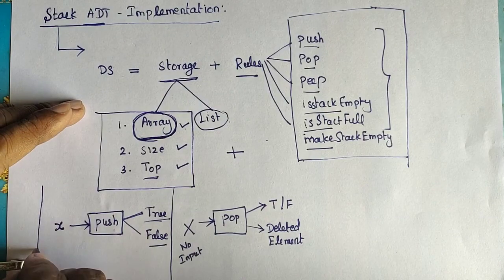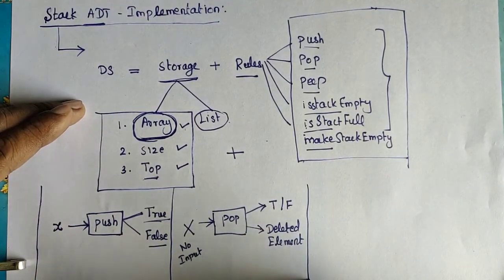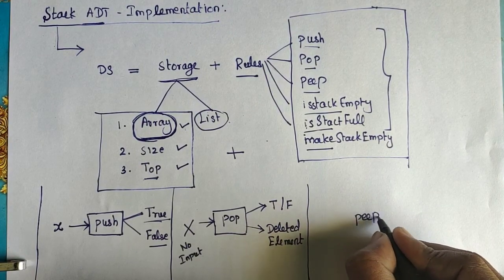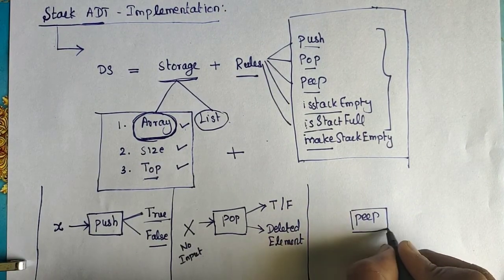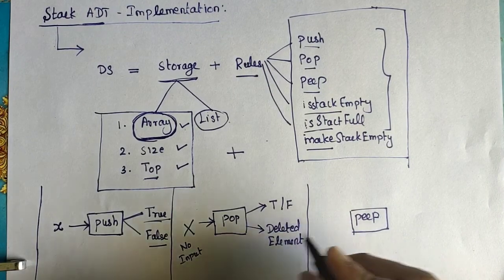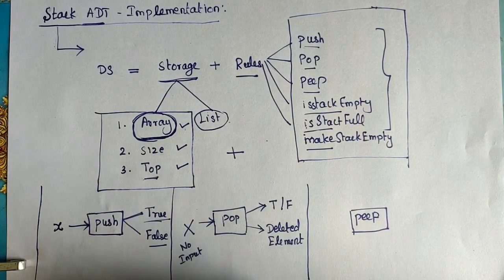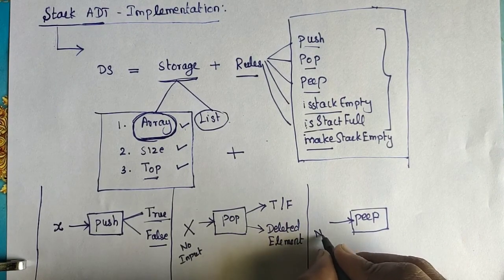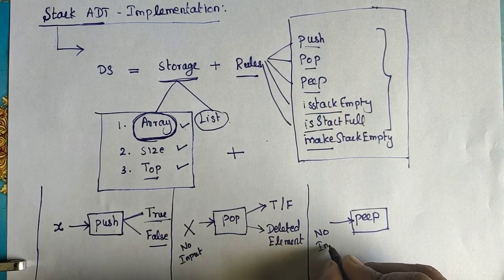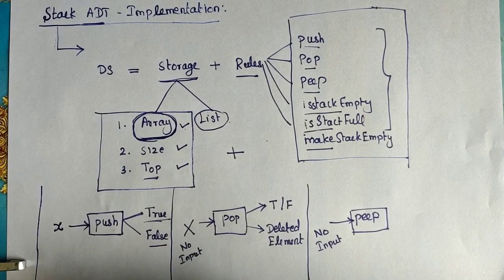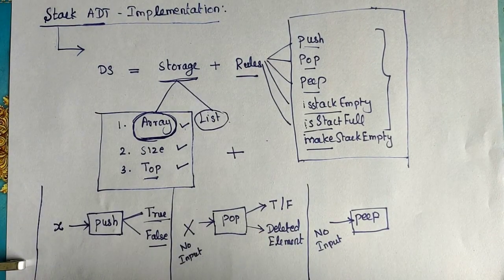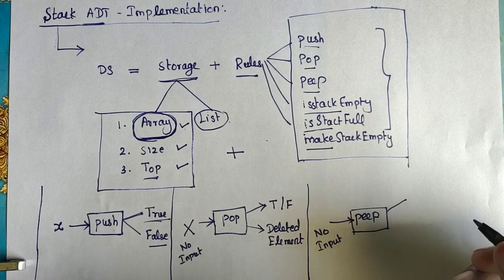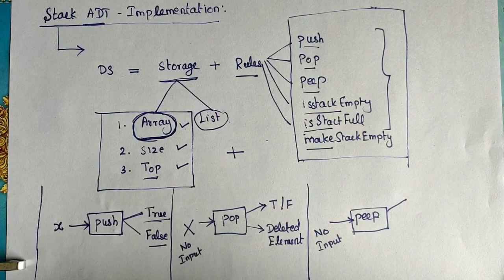Okay, so the next one is peep. If you are considering the peep, here also this is similar to pop. It is going to return an element. There is no input to be sent for the peep. I can just call peep, and I need one element. And the return value tells whether the peep operation is success or not. The peep also will fail in some situations.